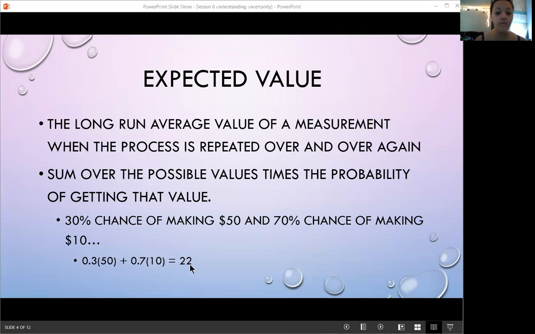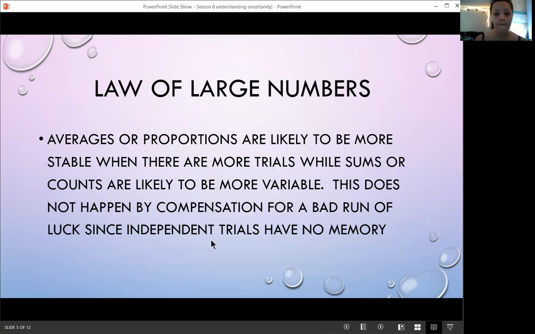So it's basically saying if we were to take this measurement over and over and over again, we'd be expecting to get the value of 22 overall.